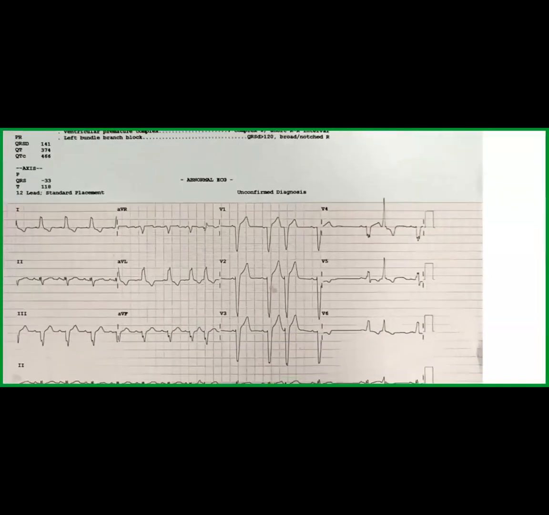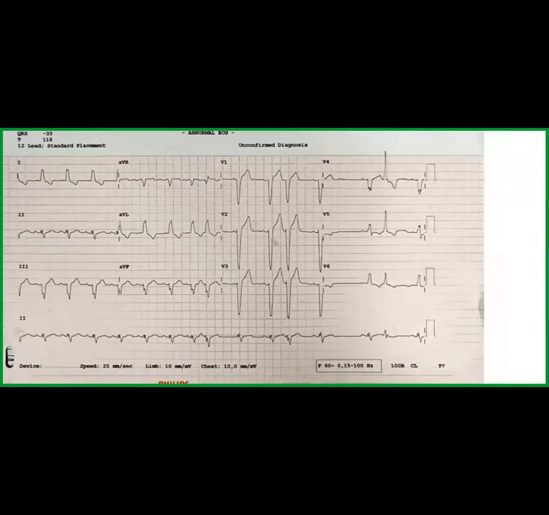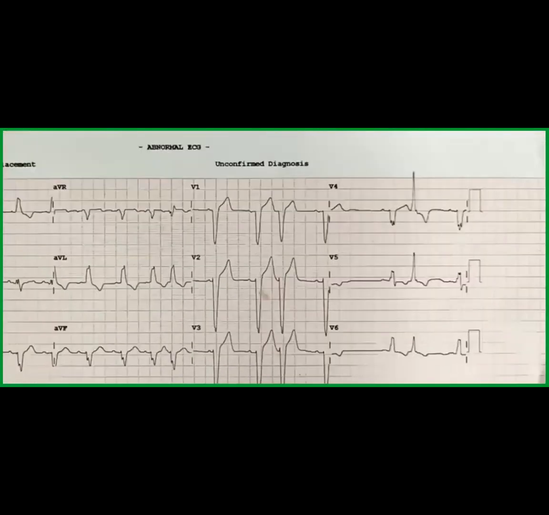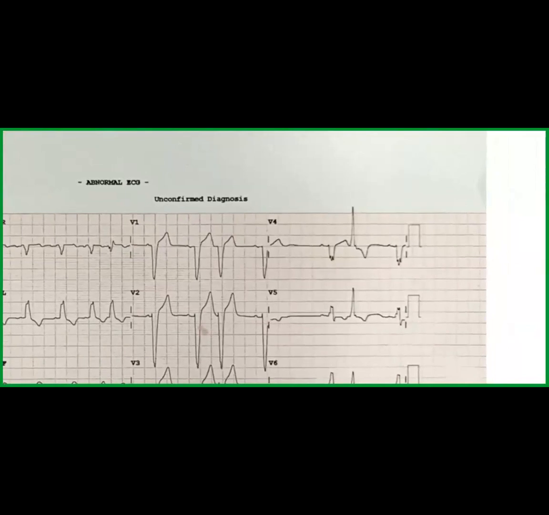Another important criterion to diagnose left bundle branch block is a dominant S wave or a dominant depression. Our S wave will be the negative deflection of the waves in V1. So this negative deflection that we are able to see here in V1, a deep and dominant S wave, we are able to see it here.